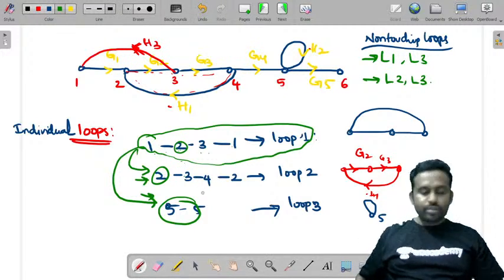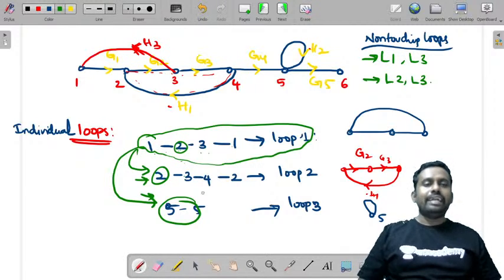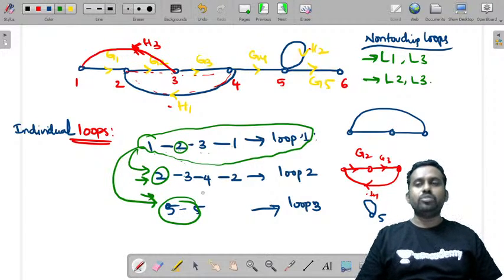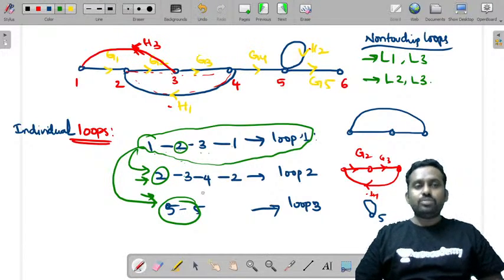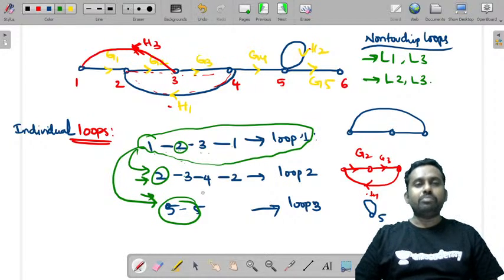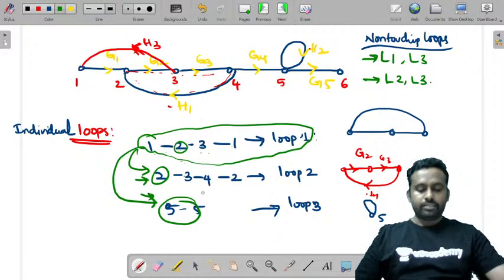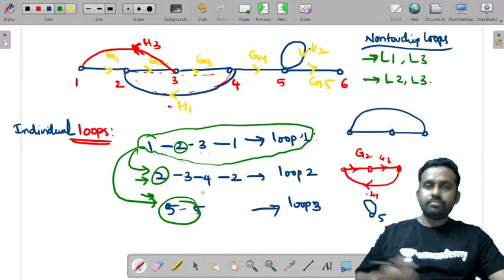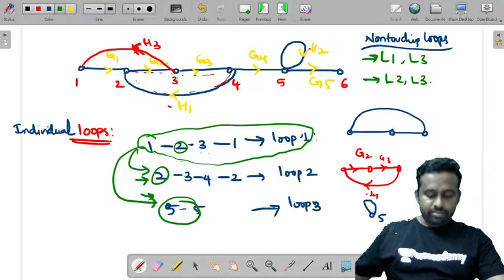So this is how you will write what are touching and non-touching loops. First you need to know about non-touching loops. From that you'll be able to find individual loops and non-touching loops, both of which you should know. From that you'll be able to find the value of delta. Hope this is clear for all.